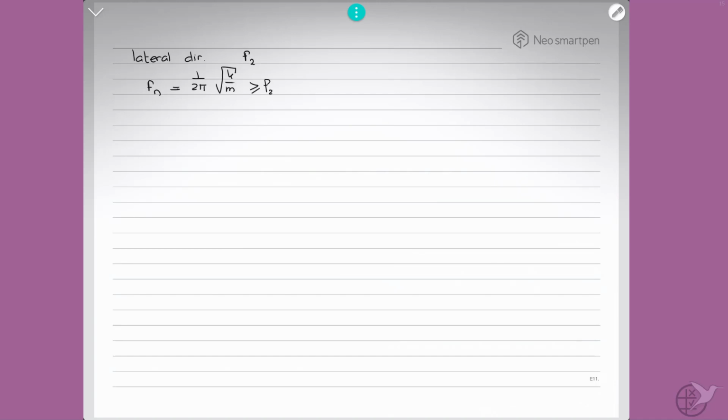And the stiffness in lateral direction, Ky, is then equal to 3 times EI over L cubed, and if we substitute this in here, what we find for the area moment of inertia for bending is that I has to be larger or equal to 2 pi F2 squared times L cubed times M over 3 times the modulus of elasticity.